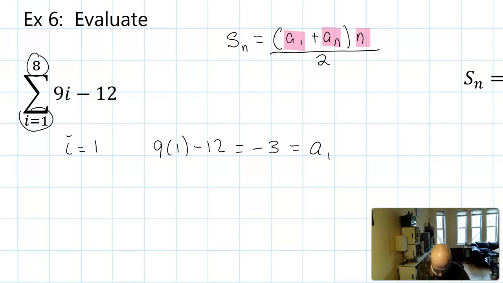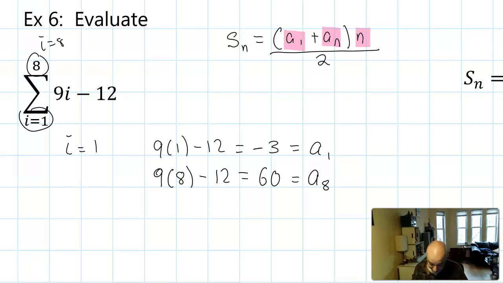And then we could let i equal 8. That's the upper index of summation. So 9 times 8 minus 12. 9 times 8 is 72. Conveniently minus 12, that's 60. That would be a8, or the 8th term.